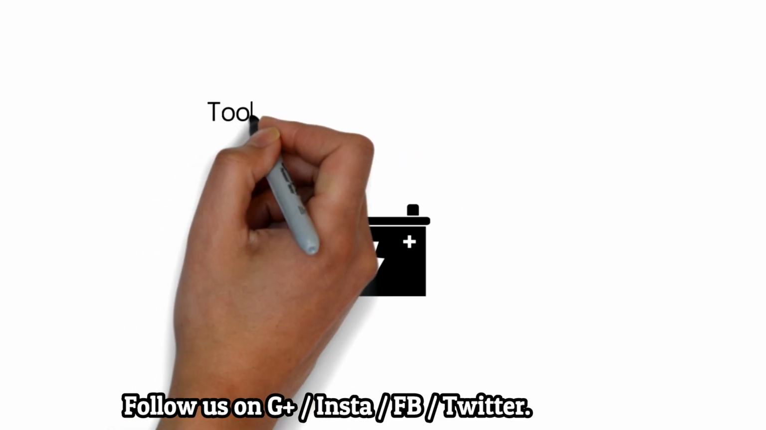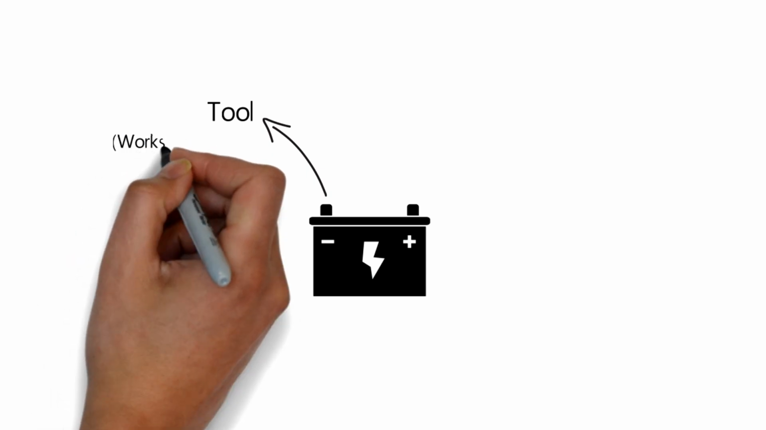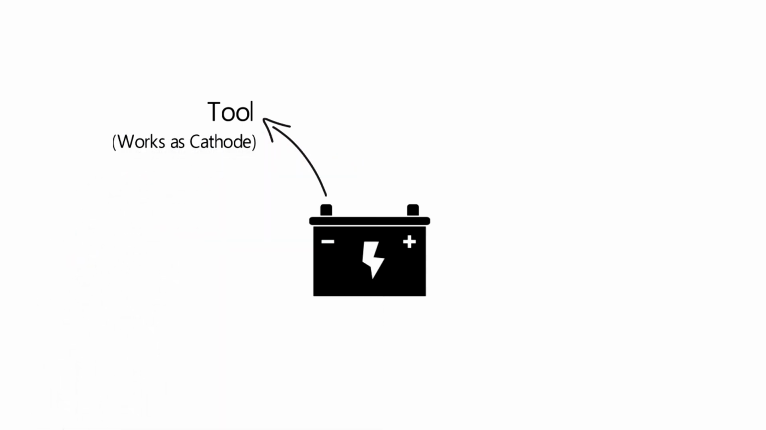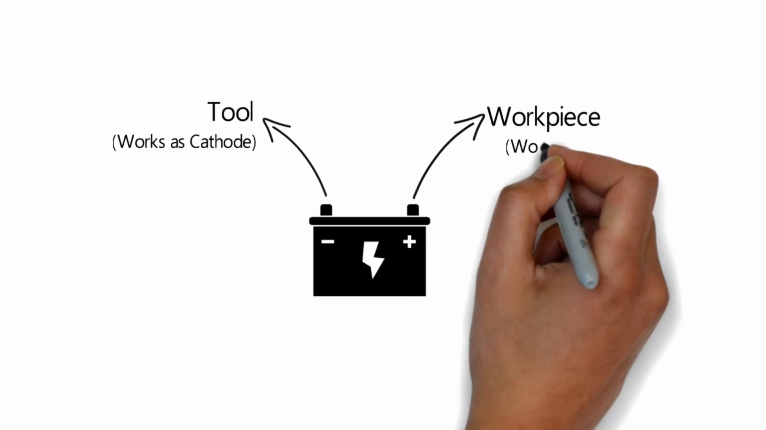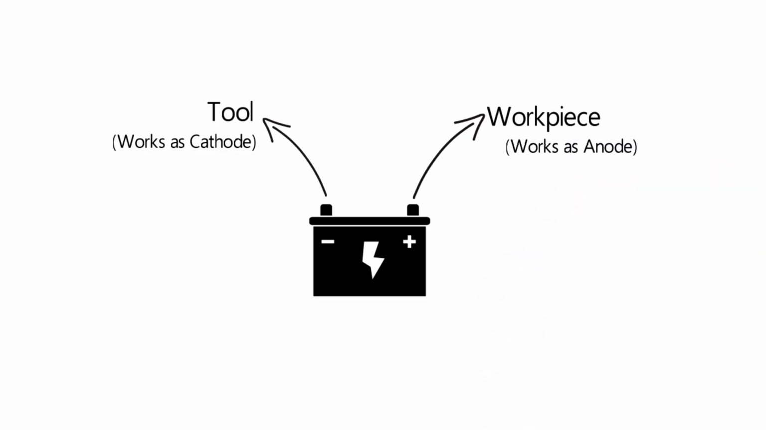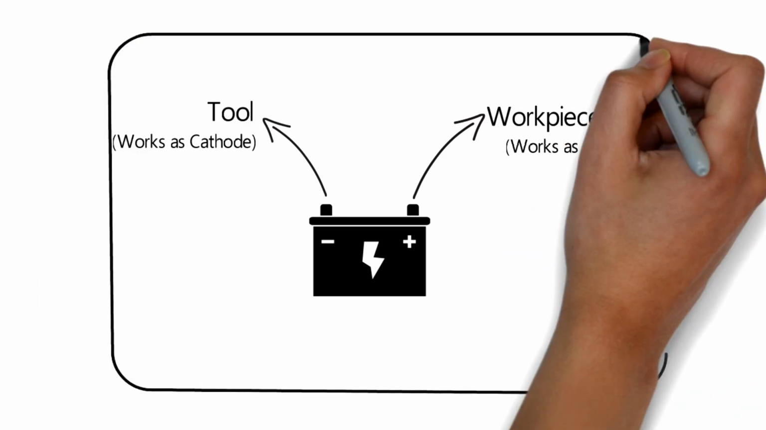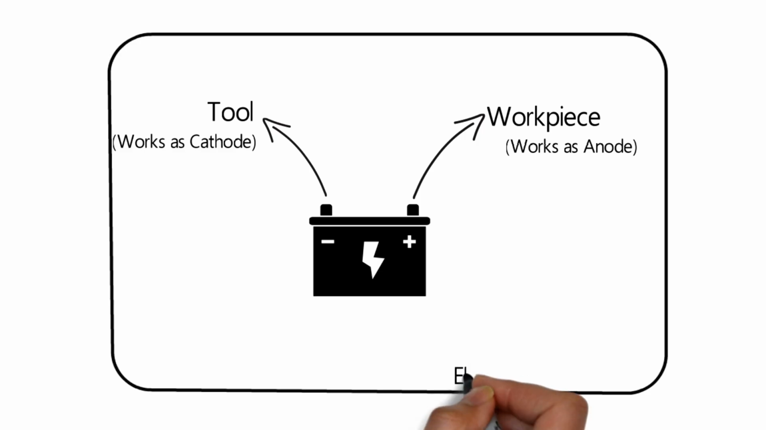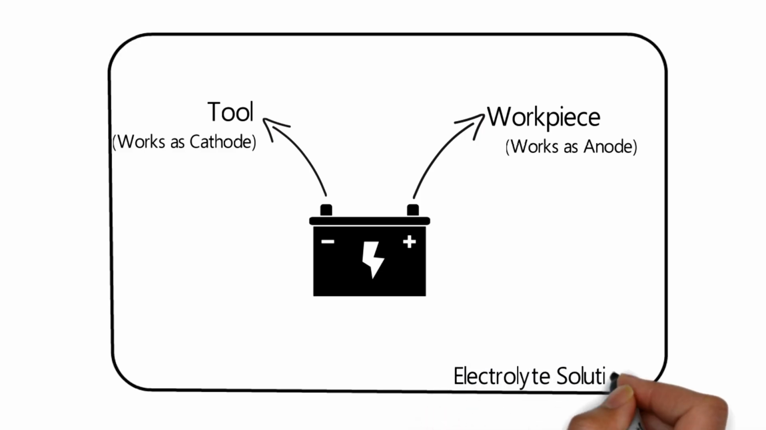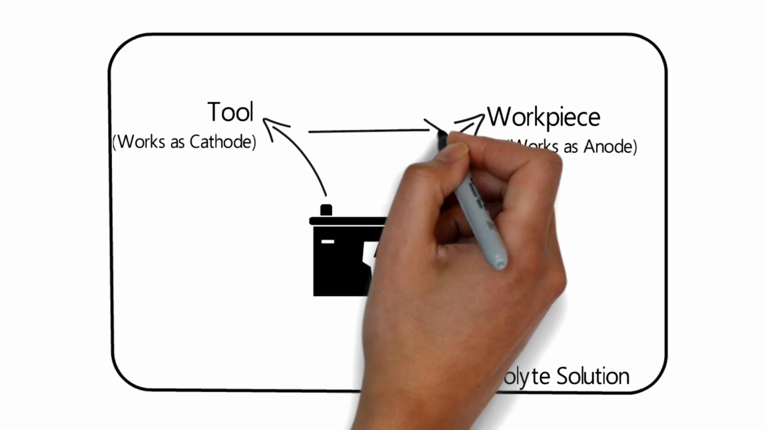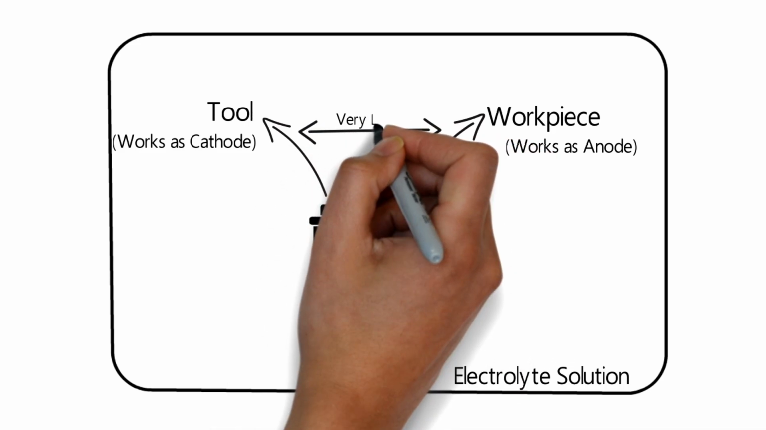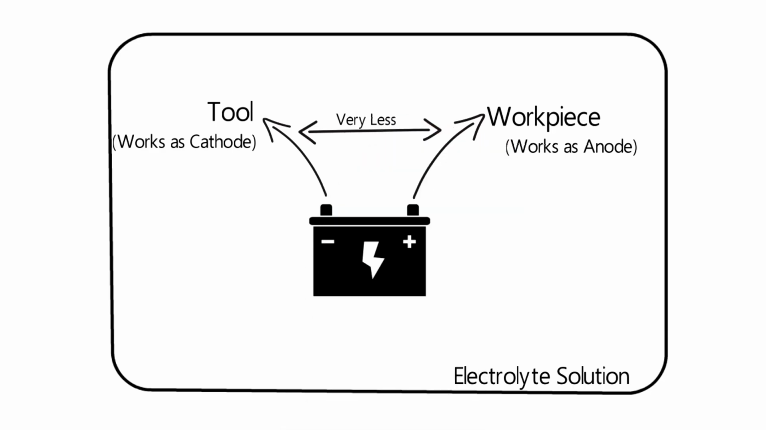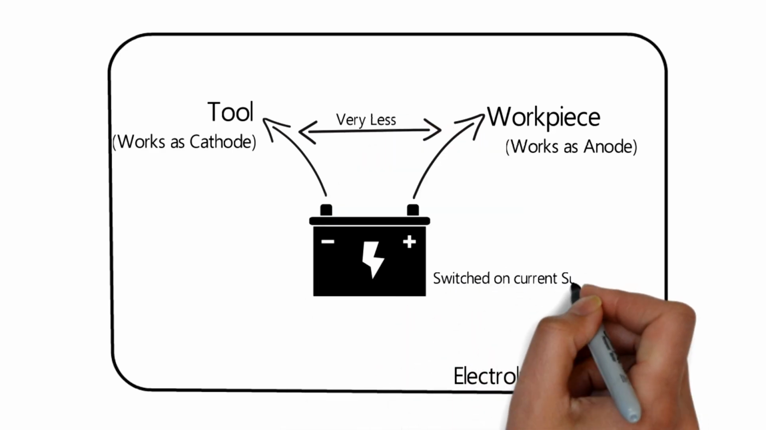Suppose I have a battery over here. To the negative terminal of the battery, the tool is connected, which works as the cathode. And to the positive terminal of the battery, the workpiece is connected, which works as an anode because it's connected to the positive terminal. This whole tool and workpiece is placed inside the container which is filled with the electrolyte solution. Between the tool and the workpiece, the gap is very small, because in this ECM process the gap needs to be very small.